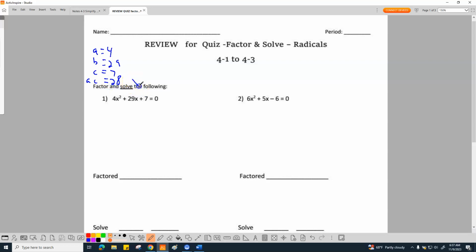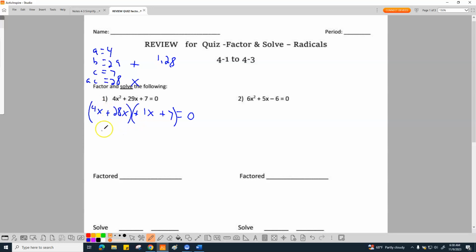So now, what multiplies to 28, but adds to 29? Multiplies to 28, adds to 29. I see there's both positives here, which means both my factors are going to be positive. And I know, by looking at this, 1 times 28 is 28. 1 plus 28 is 29. So now I'm going to go ahead and break this 29 up into different factors. And if you're completely lost on this, that means you haven't done anything. Go check 1013 and 1012 in the second 6 weeks for how to do this.